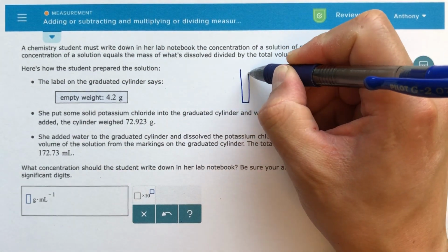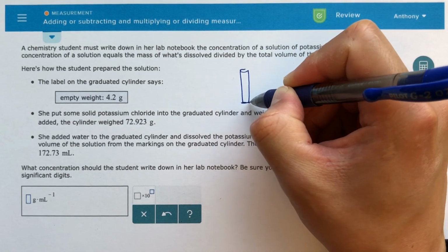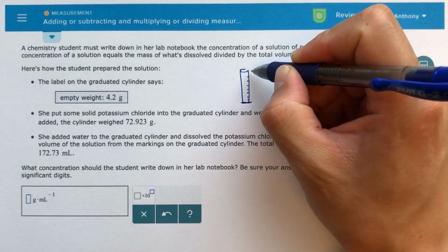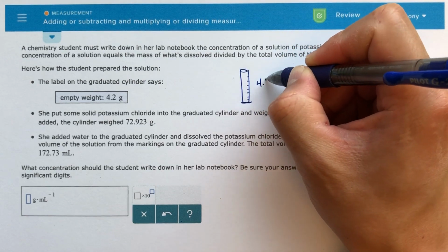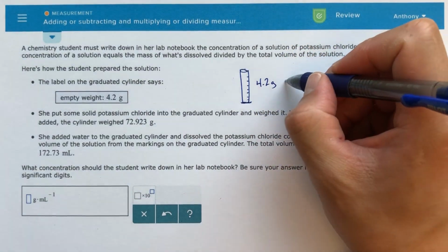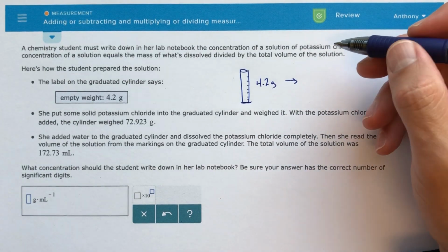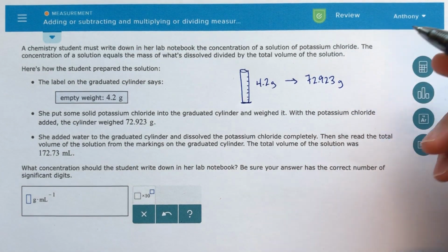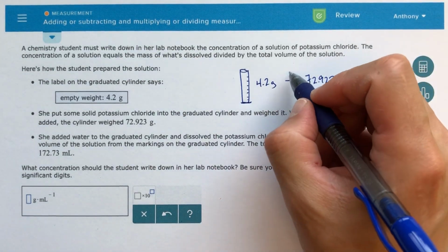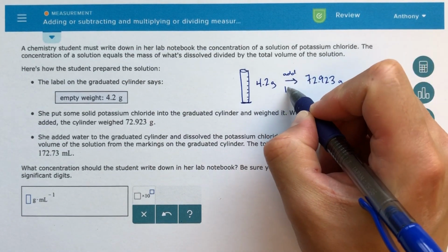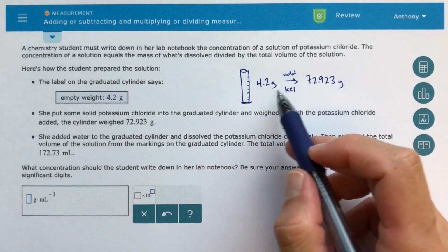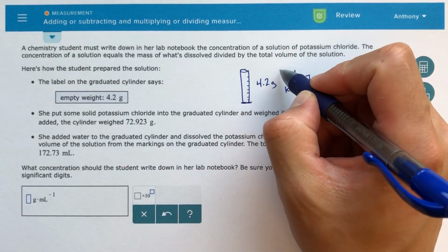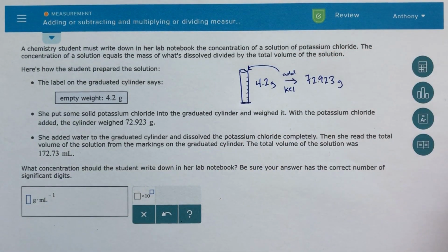I'm a big fan of these little silly drawings. So this is my graduated cylinder. It weighs 4.2 grams, and then we're going to add the potassium chloride, and it's going to go up to 72.923 grams. So the difference between these two numbers, maybe we'll write add KCl. The difference between these two numbers is going to be the mass of the actual KCl that we added into there, right? So we're going to add that KCl into our graduated cylinder.